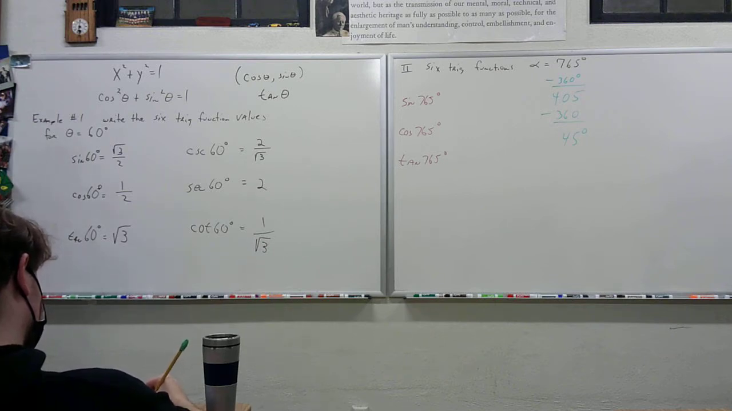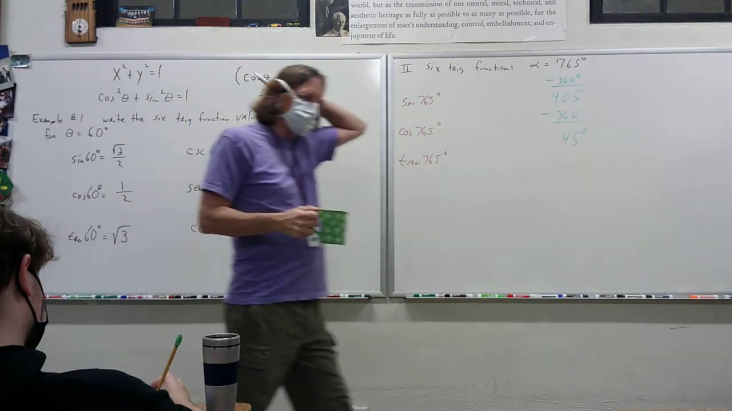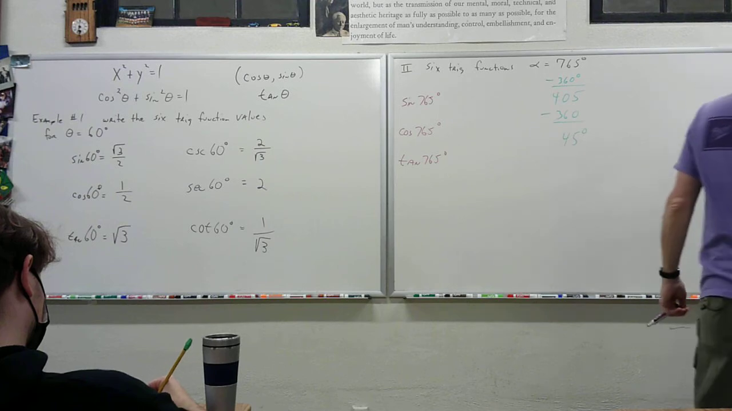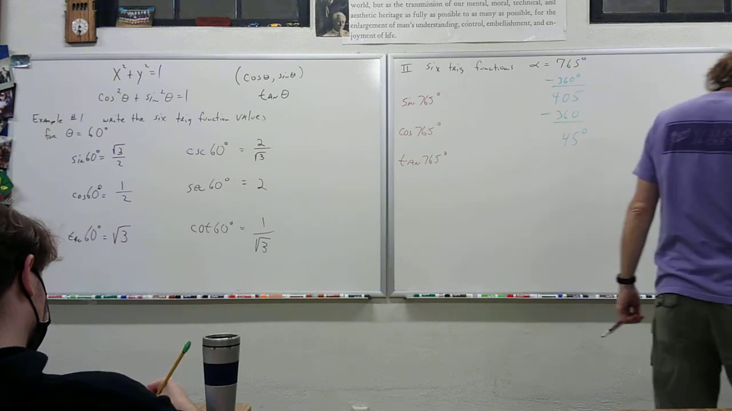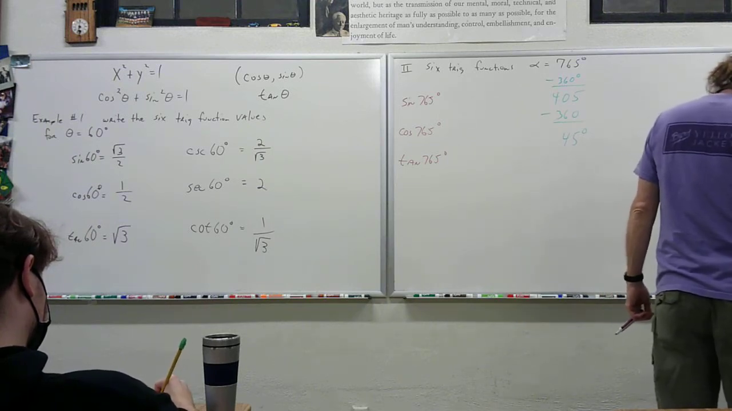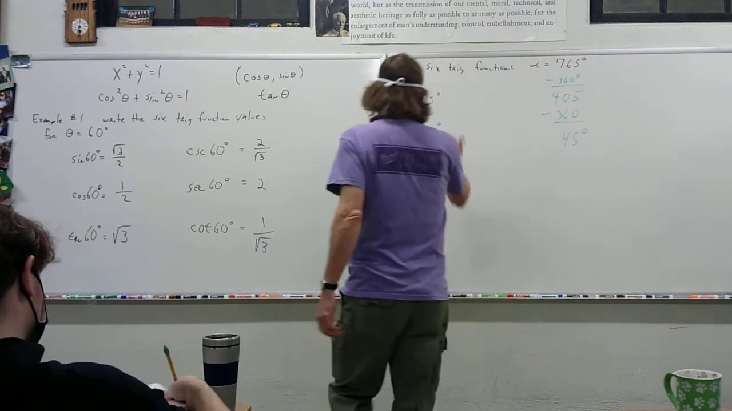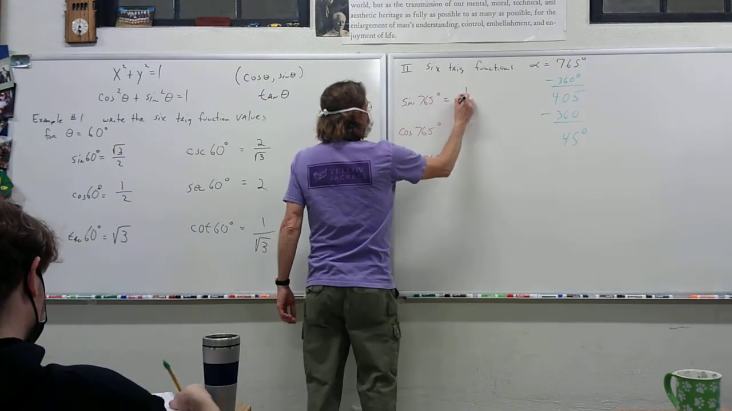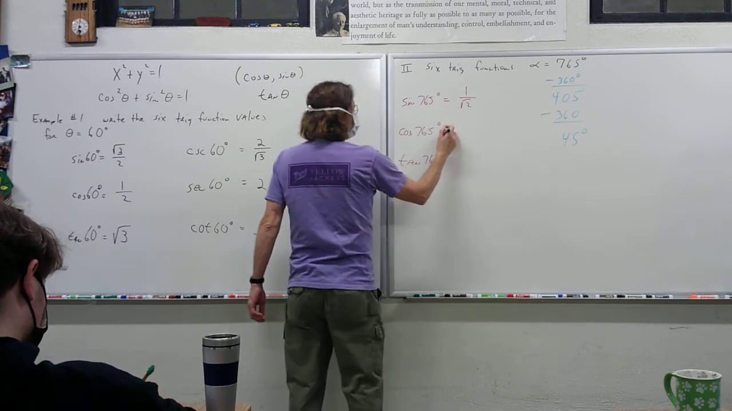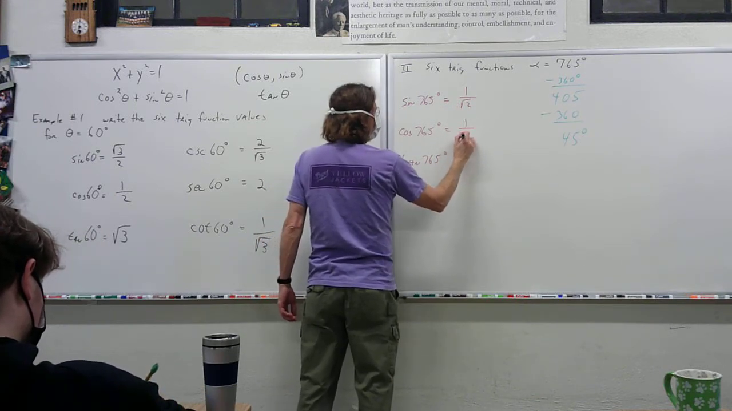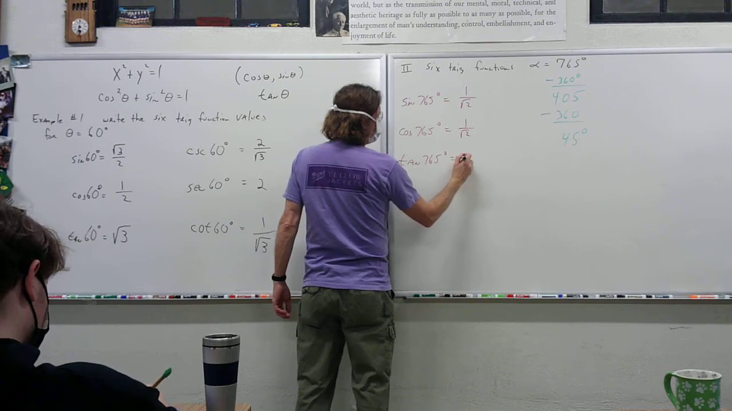Now, you, on your own, make the list of the values. Shouldn't call them answers, call them the values for sine. What's the sine value? 1 over square root 2. What's the cosine value? 1 over square root 2. What's the tangent value? 1.